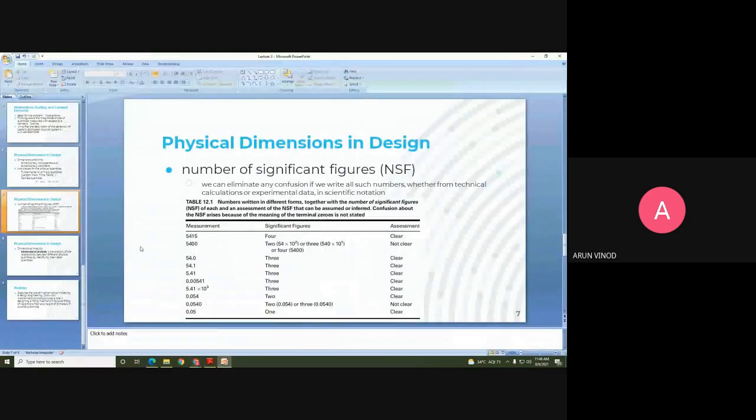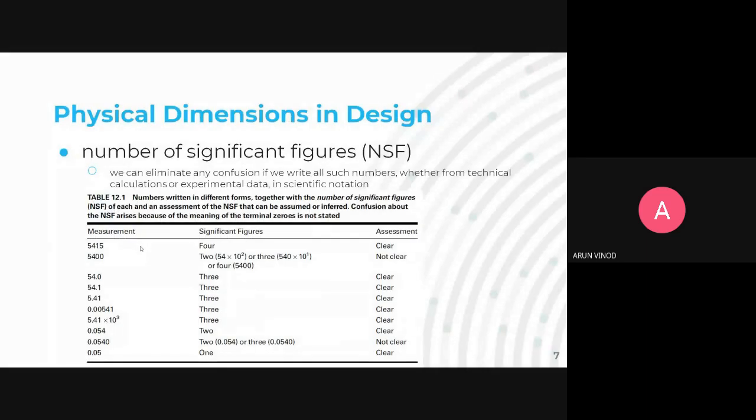So next we are going to see the physical dimensions in design. In this particular topic, the number of significant figures should be precise. Say, for example, let us take this particular case, 5400. This is the measurement, and the significant figures to be represented in the mathematical model could be 2, 3, or 4. They have mentioned it, but it is not clear. The assessment is not clear, but ultimately the values are the same.